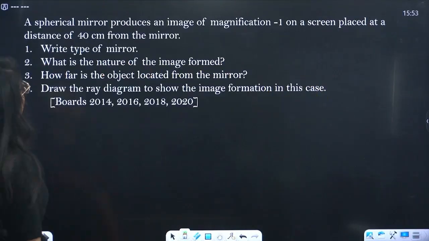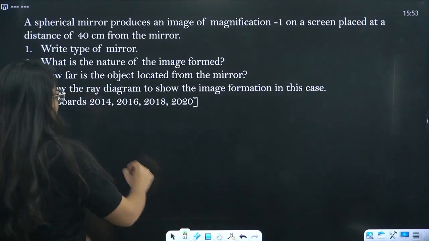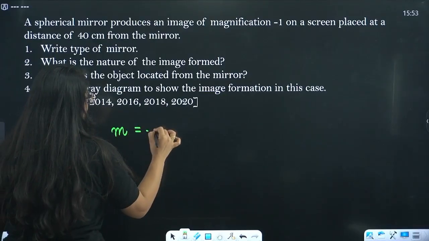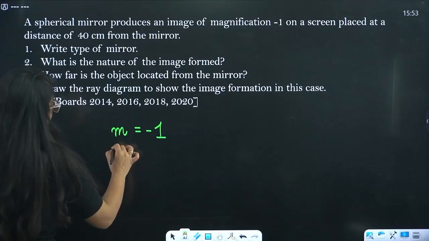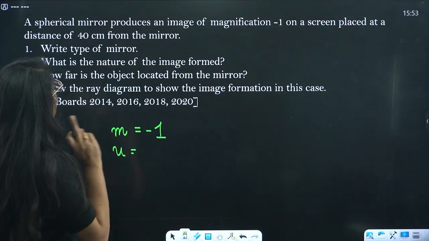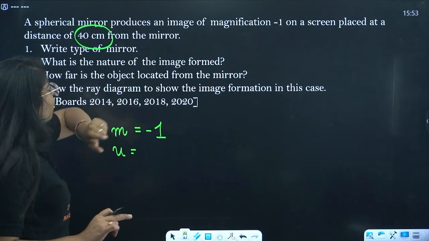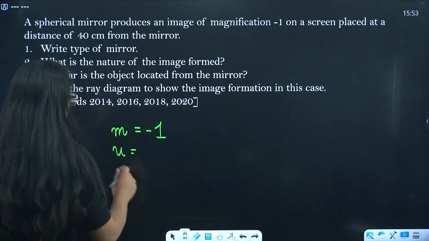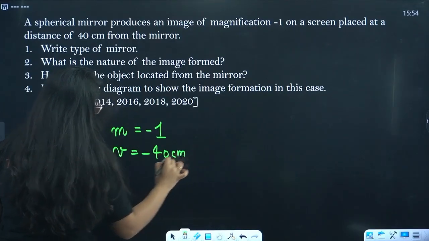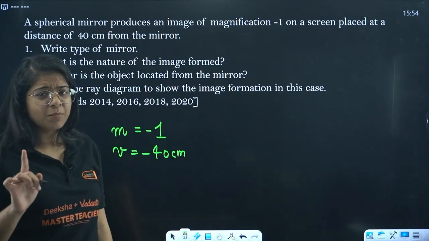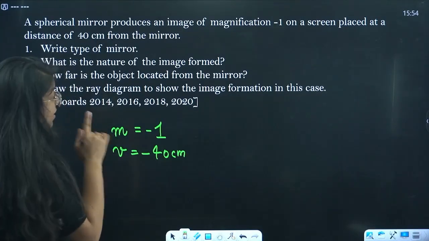Next beta, we have a spherical mirror that produces an image of magnification -1, placed at a distance of 40 centimeter. So this image is being produced 40 centimeter away from the mirror. So this will be your V. V will be -40 centimeter. Will it be negative? Will it be positive? What will it be? You tell me. Let's study it properly.